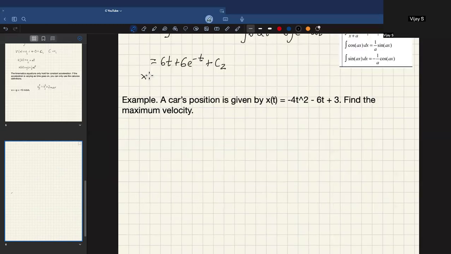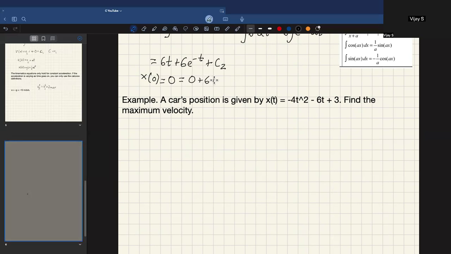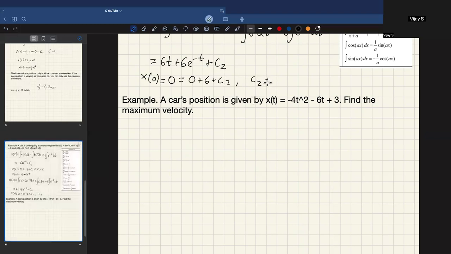Perfect. Okay, so x of 0. When you plug in 0 for t, your position should be 0. 6 times 0 is 0. 6 times 1 is 6. And then C2 is what we're trying to find. C2 is going to be negative 6 from that equation.